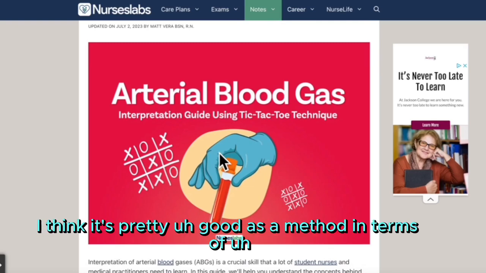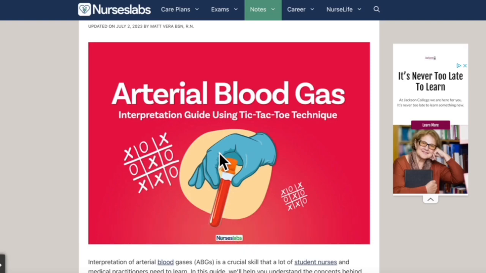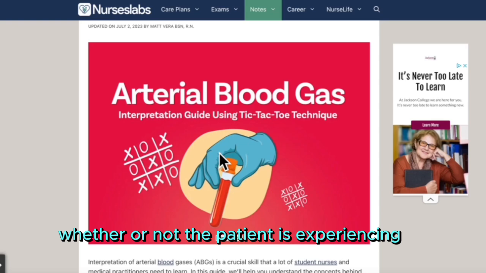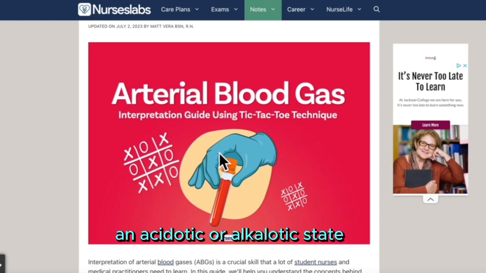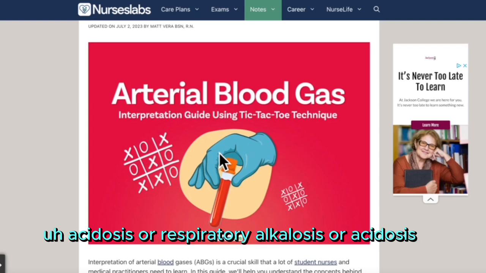I think it's pretty good as a method in terms of helping you to make the best decisions and choices you can on NCLEX, right? When it comes to those questions asking you about whether or not the patient is experiencing an acidotic or alkalotic state, and if so, if the patient's in metabolic alkalosis or acidosis, or respiratory alkalosis or acidosis.